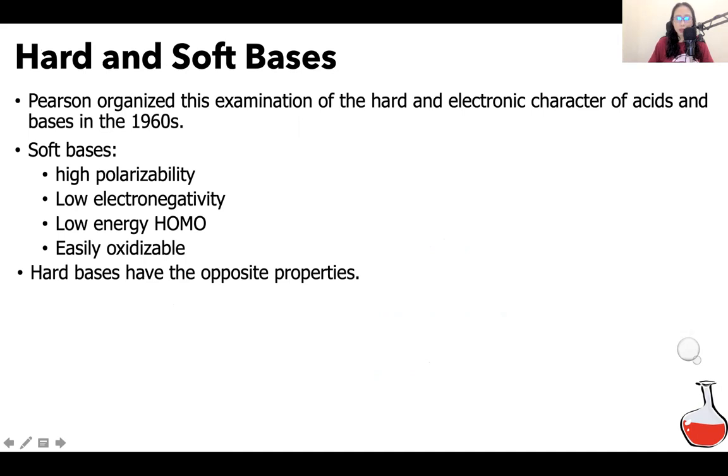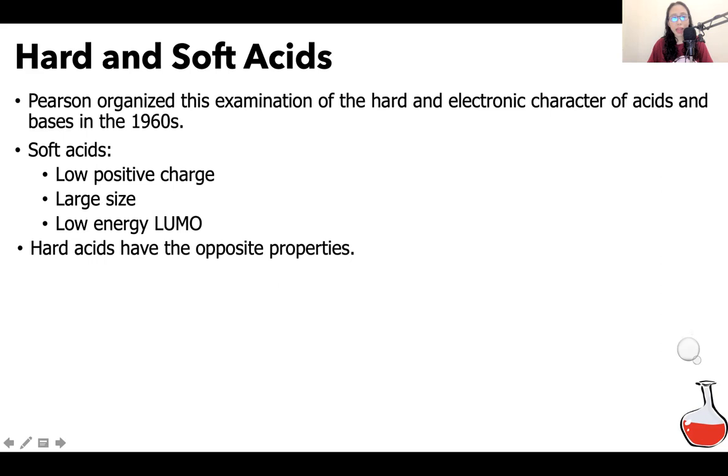So, according to Pearson, according to his organized thoughts, you have the soft bases, and they are characterized as having high polarizability, low electronegativity, low energy HOMO, or highest occupied molecular orbital, and they are easily oxidizable. Meanwhile, hard bases have the opposite properties. So it means that for hard bases, you have low polarizability, high electronegativity, high energy HOMO, and not easily oxidizable. Meanwhile, you have your soft acids.